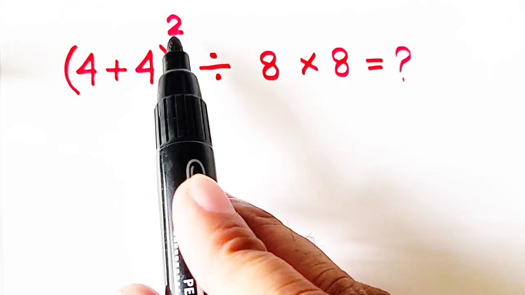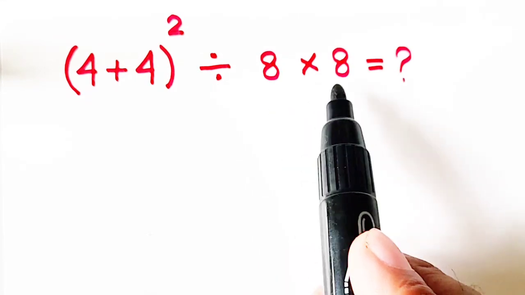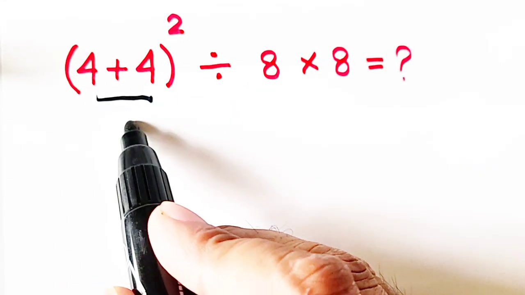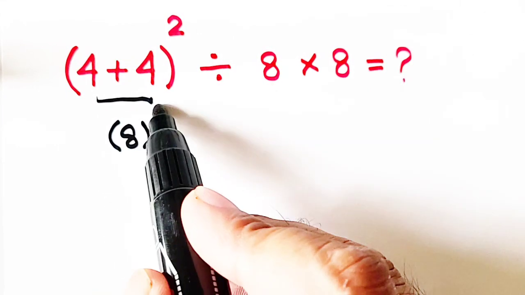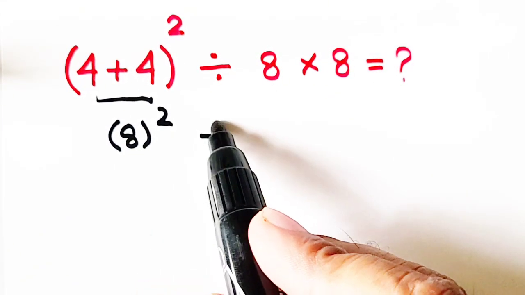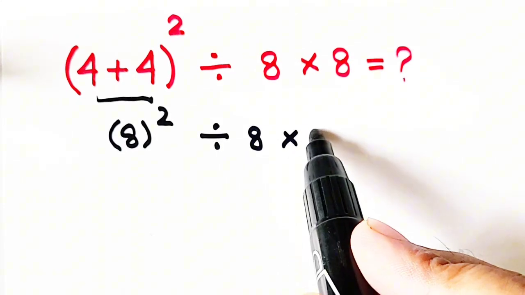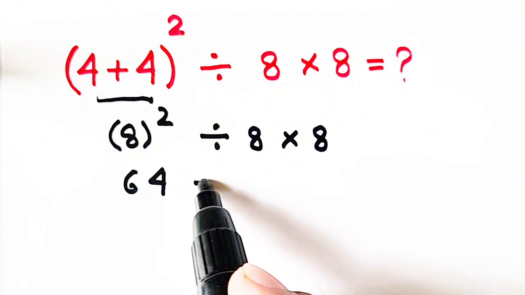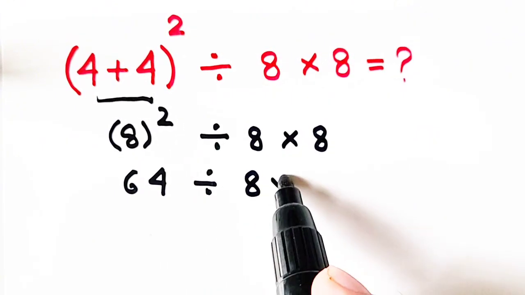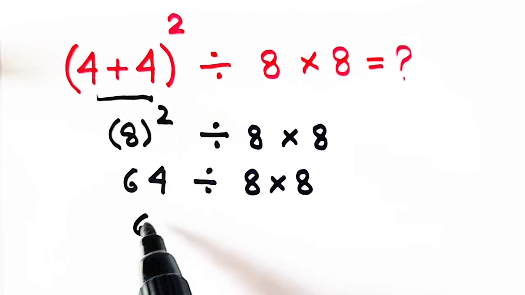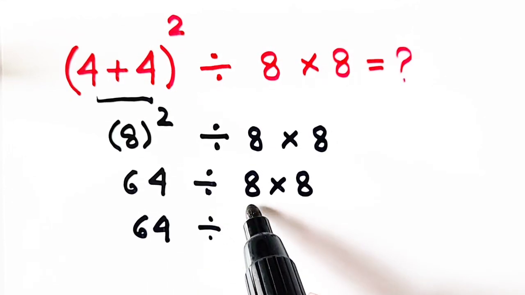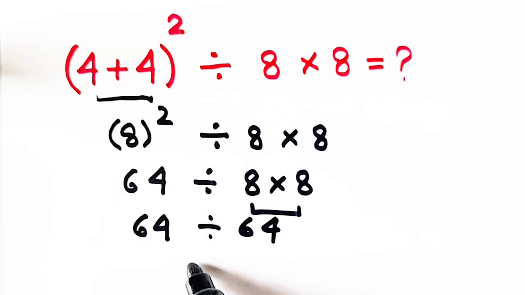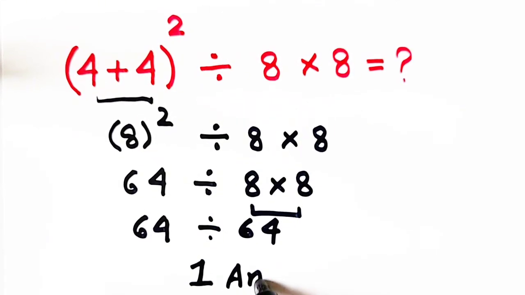Look at this question: (4 + 4) whole squared divided by 8 times 8 is equal to what? 4 plus 4 gives us 8, and it is 8 squared divided by 8 times 8. Now 8 squared will give us 64, divided by 8 times 8. 64 divided by 8 times 8, where 8 times 8 gives us 64. Now 64 divided by 64 gives us 1. 1 will be our answer.